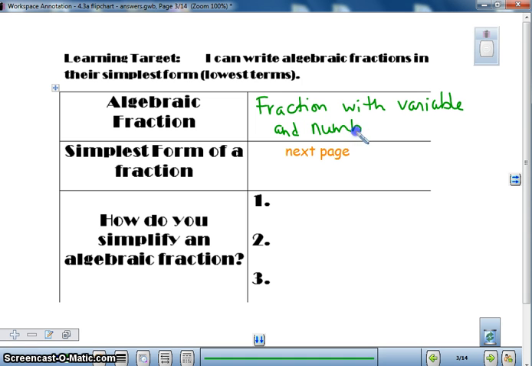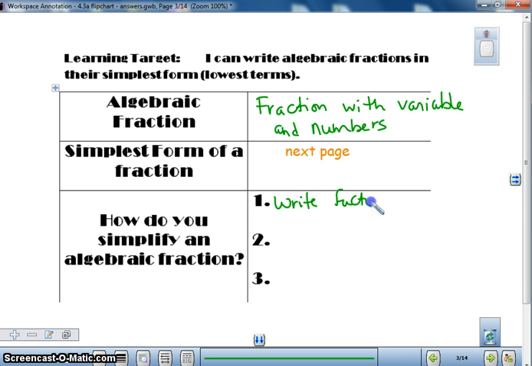You're going to be asked to do some simplifying of those. You're going to see the simplest form of a fraction, that definition, on the next page. So while we're on this page of your notes in 4.3, let's write down how you simplify an algebraic fraction. It's a lot like simplifying fractions. The first thing you want to do is write out the factors.